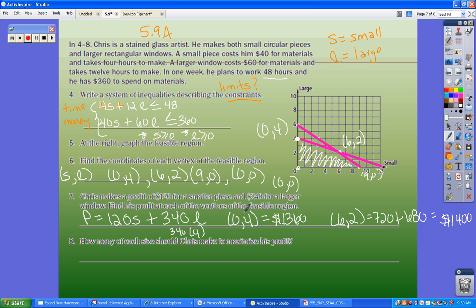And what else did I need to try? 0, 0, I'm obviously going to make no money. And what if I have 9, 0? Then I'm just going to make 120 times 9. And I get 1,080. So how many of each size should he make? Well, he wants to make $1,400, so he needs to make 6 small windows. And he makes 2 large.